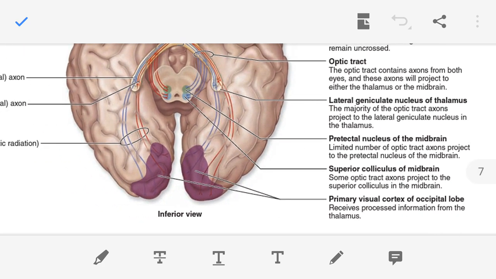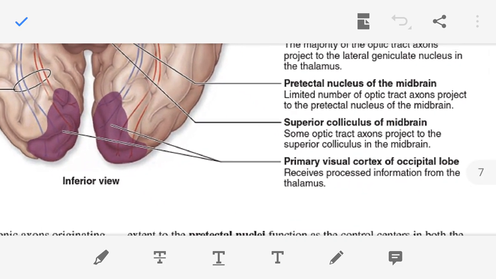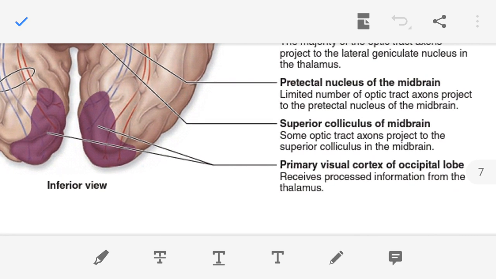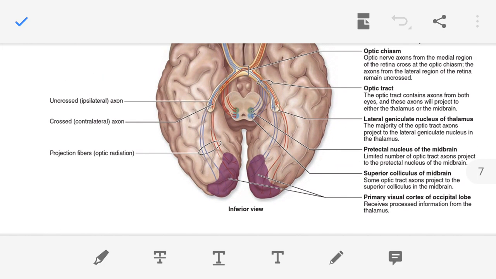So it is this center, this location of the brain, where we sense our vision. Okay, so when the nerve impulse or the action potential finally propagates into this center, the primary visual cortex, at that time we are able to see various things, various objects. We can differentiate various colors when the nerve signal reaches the primary visual cortex of the occipital lobe.